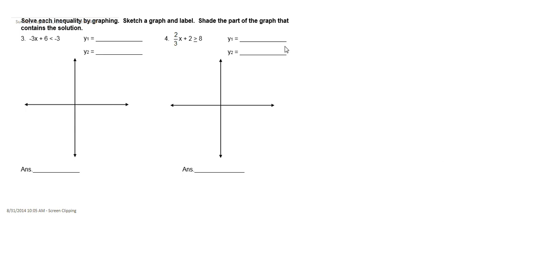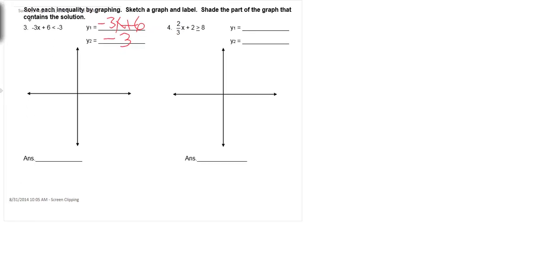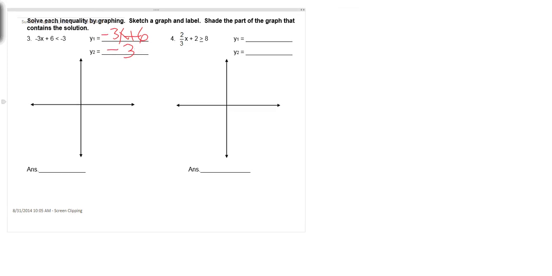Okay, so it says to solve each one of these by graphing again, and I didn't graph the last one, but we'll take time to graph this one. We're going to use the same technique, but we're going to say that negative 3x plus 6 has to be less than negative 3. Let's put this into the calculator and see what we get. So think about it for a second. This first line that we put in y1, negative 3x plus 6, needs to be below the line negative 3. So y2 is just going to be a horizontal line at negative 3.